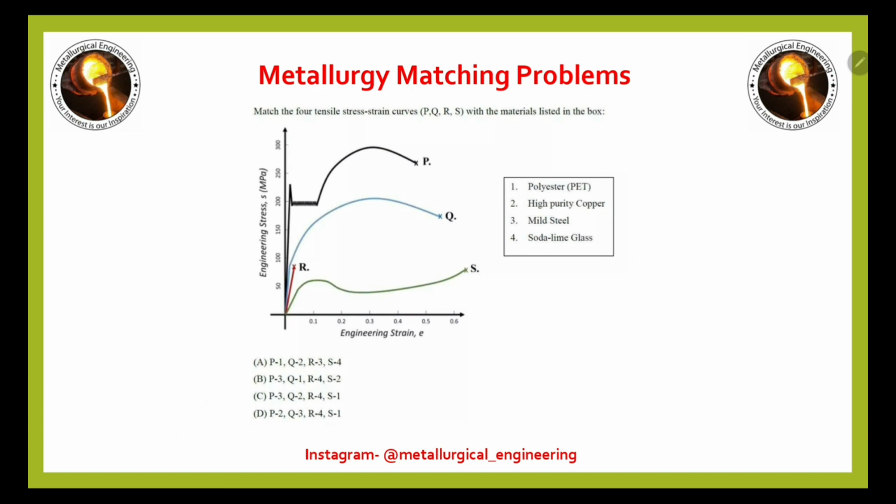D1. Then the next problem is the 45th, in which we have to match the four tensile stress strain curves PQRS with the material listed in the box. This P that you are seeing is generally for mild steel, so P is 3. Q is for high purity copper, and R is for ceramic. Here we have soda lime glass, so R is 4, and S is for the polymer, so that is 1 here. So the correct answer is C, P3 Q2 R4 S1.